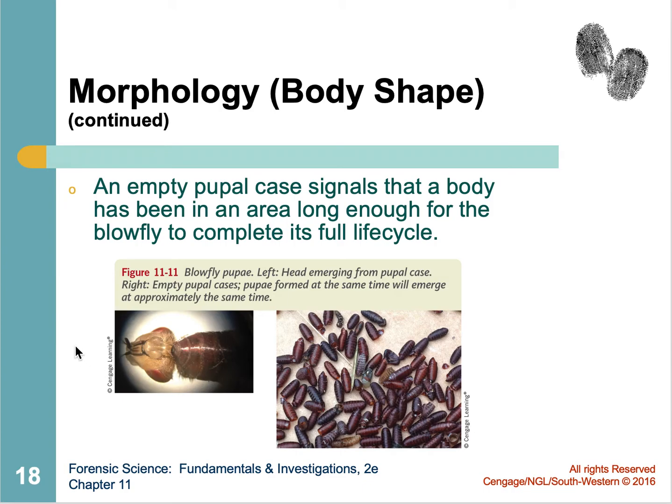So yeah, that's pretty much your blowflies. Instar 1, 2, 3. You will need to know those, eggs, pupae, and then finally adults, the adults being the last part. Now these eggs hatch in about 24 hours.